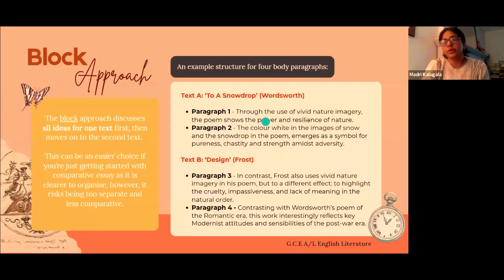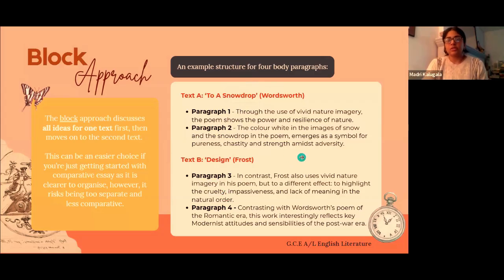In the first paragraph, we're looking at vivid nature imagery in To a Snowdrop, how the poem shows power and resilience in nature. And then we go on to say that the color white in the image of snow and the snowdrop in the poem by Wordsworth emerges as a symbol for pureness and chastity. So you're discussing everything to do with one single text. Then we move on to Design, the second text. This is just for an instance where there are only 2 texts.